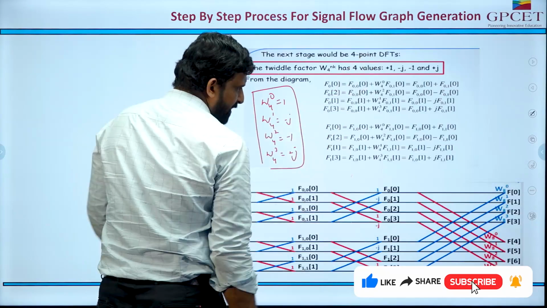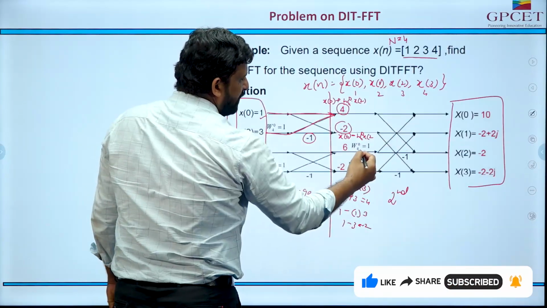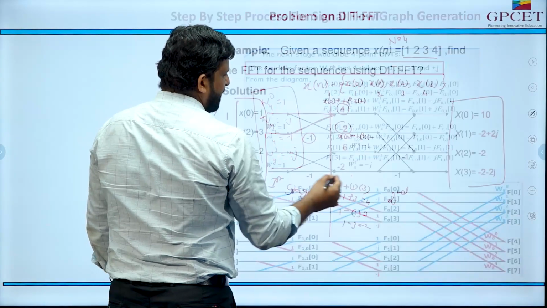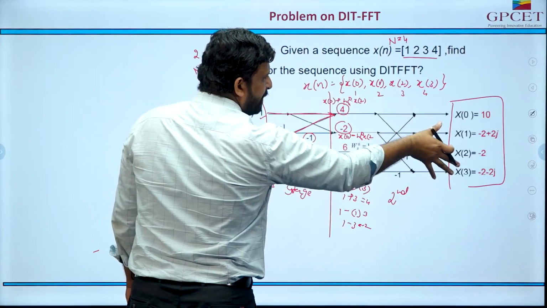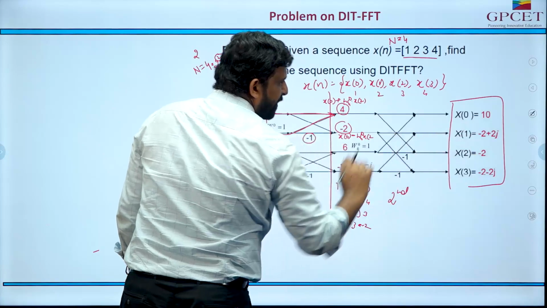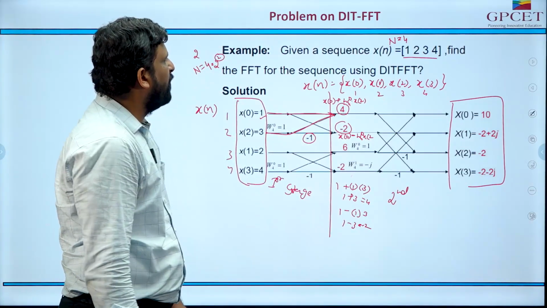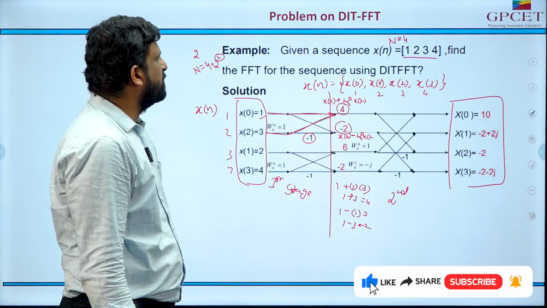Same thing here also, we will write W4 to the power of 0 is equal to 1 and W4 to the power of 1 is equal to minus j. So like this, the values will be computed and we are going to get the final value of X of k. So this is the simple formula problem for N is equal to 4.